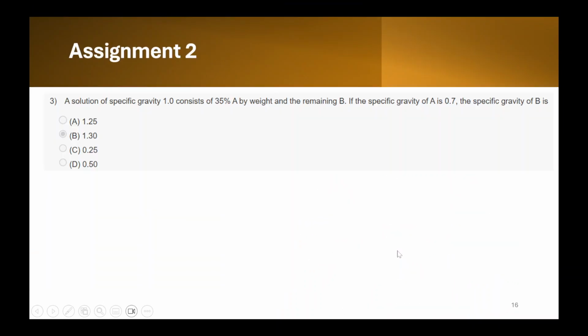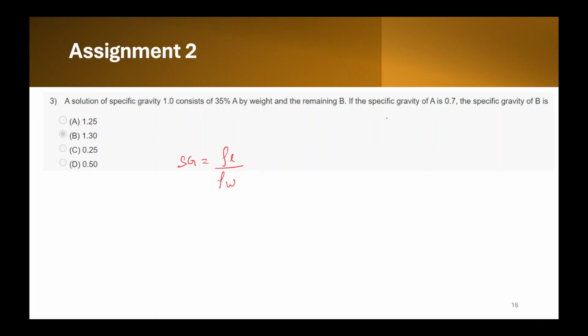So we now will solve some selected assignment questions. This was from assignment 2. A solution of specific gravity 1 consists of 35% A by weight and the remaining B. If the specific gravity of A is 0.7, the specific gravity of B is? So we'll solve this. We know specific gravity is basically density of some liquid upon density of the reference liquid, which is usually water for liquid.